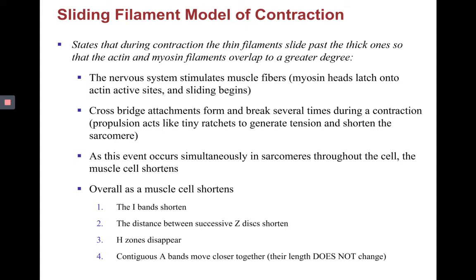What we see as a muscle cell shortens are the I-band shorten, the distance between the Z-discs shorten, the H-zones disappear, and the contiguous A-bands move closer together. Keep in mind that the myofilaments do not have their lengths shorten. The length of the myofilaments, actin and myosin, do not change. We will just see greater overlap.